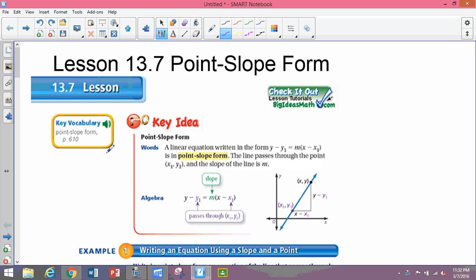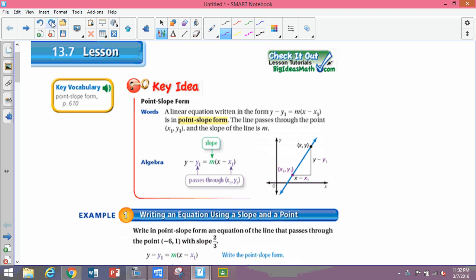This is lesson 13.7, point slope form. Okay, so point slope form.